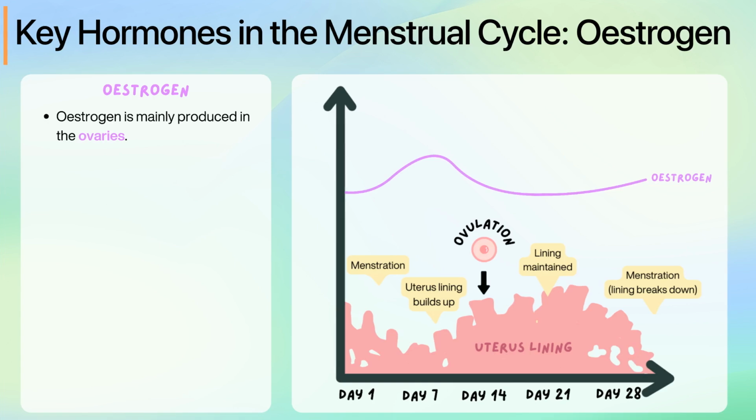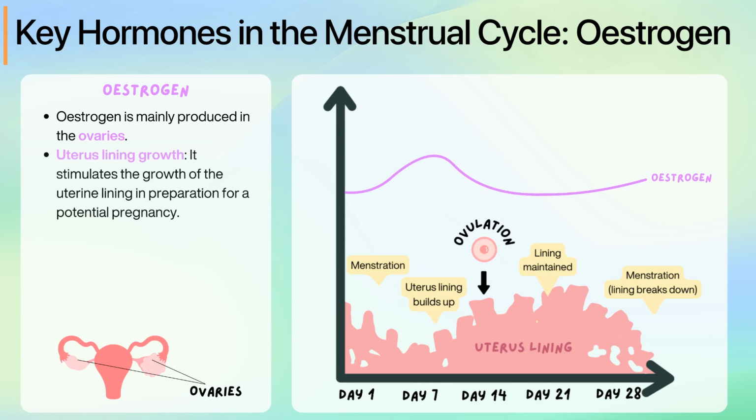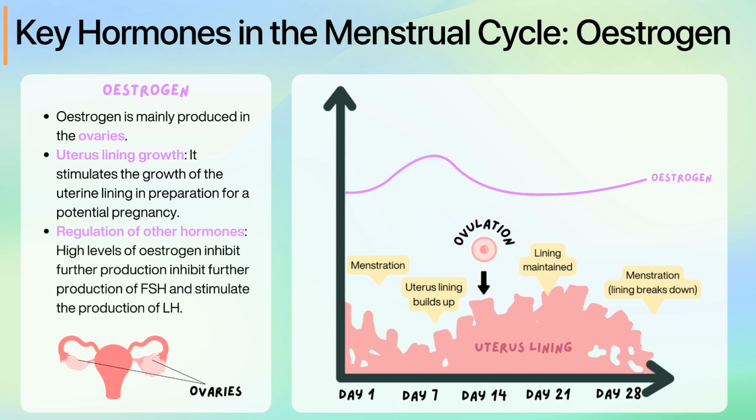Estrogen is mainly produced in the ovaries. Here are its key functions. It stimulates the thickening of the uterine lining in preparation for a potential pregnancy. It also regulates other hormones. High levels of estrogen inhibit further production of FSH and stimulate the production of LH. As the follicle matures, it produces increasing amounts of estrogen. When estrogen levels peak, this triggers the next phase of the menstrual cycle.